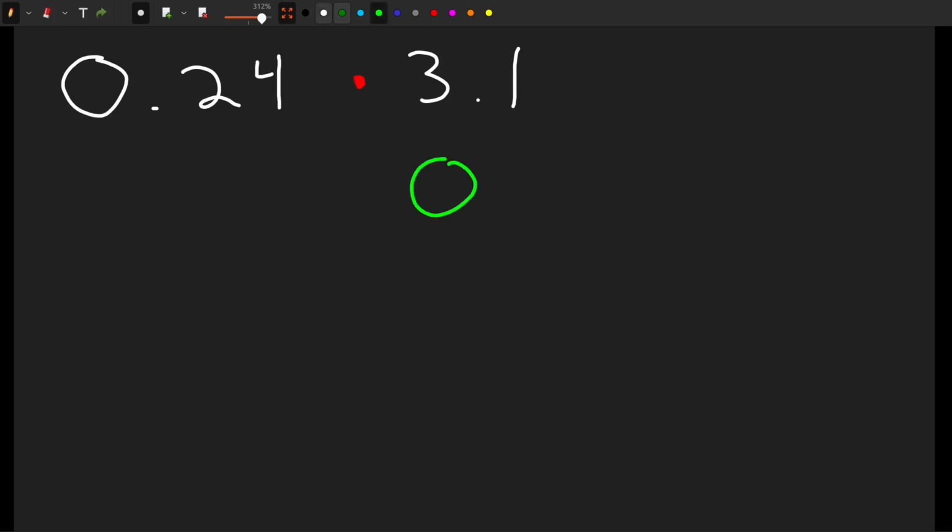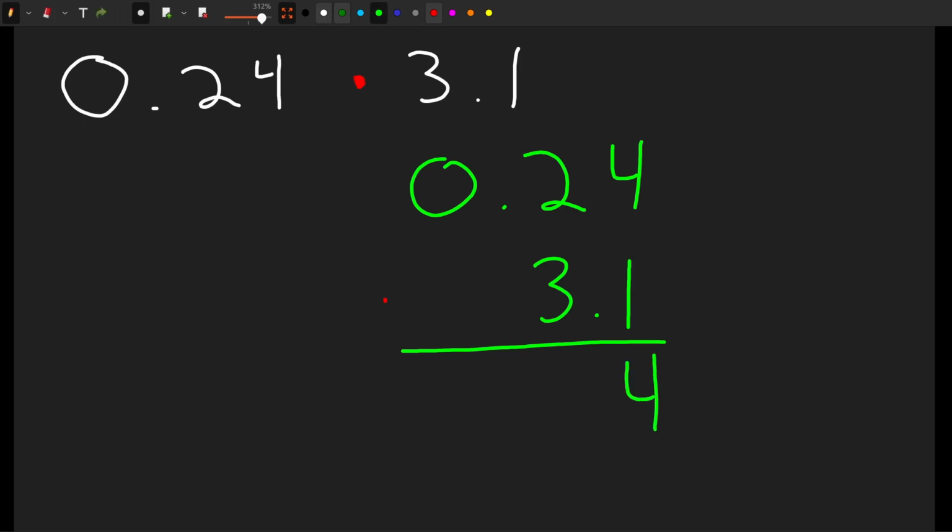So I'm going to have 0.24, 3.1 on the bottom. I'm going to ignore the decimal places for right now, and I'll get back to them later. I'm going to go ahead and multiply this out. 1 times 4 is 4. 1 times 2 is 2. 1 times 0 is 0. In fact, you don't need to do that. Then we're going to add a 0 back, move to the 3.